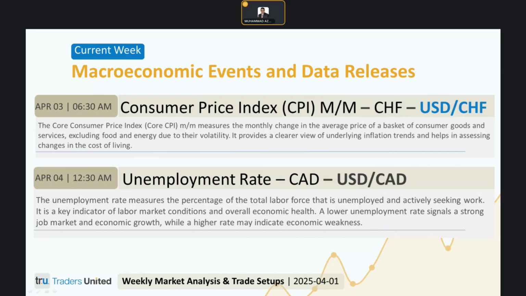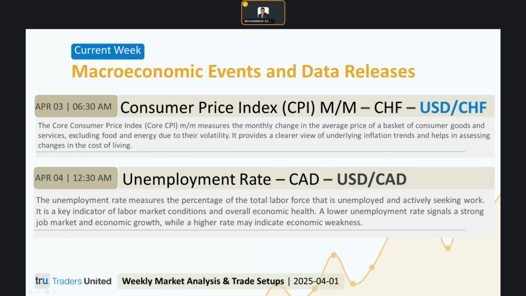Conversely, a weaker labor market could lead to monetary easing, potentially weakening CAD and pushing USD CAD higher. Now, the report that we are going to get on April 4th: the previous number was 6.6%, forecast is 6.7%, and the actual data did not release yet, but it is going to be released on April 4th. The market expects the unemployment rate to increase slightly to 6.7%, but any surprises in the actual data could trigger significant movement in the USD CAD currency pair.